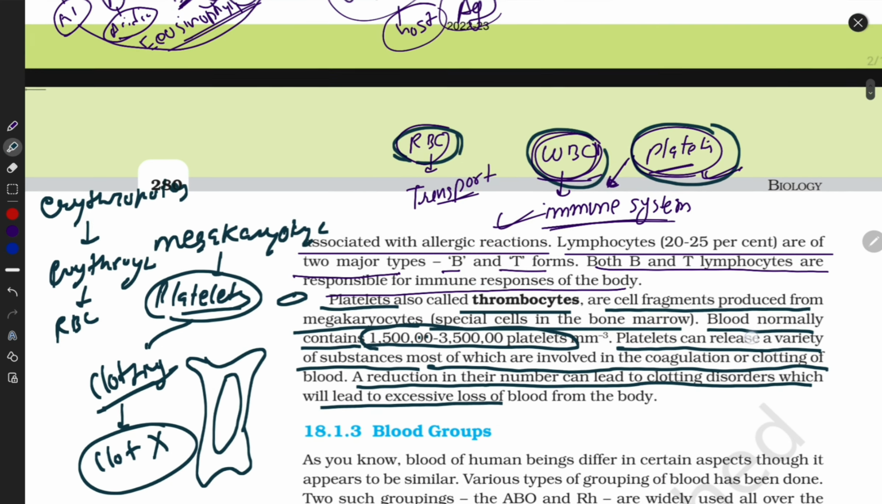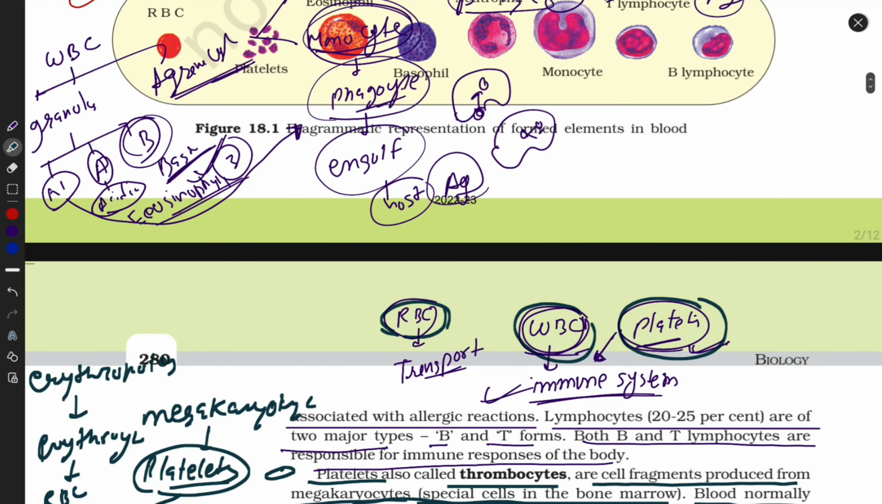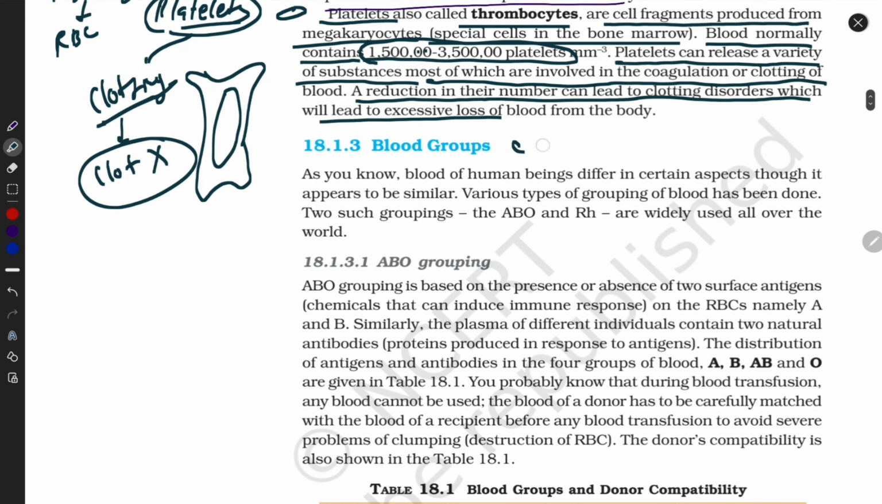So that's all for today. We will meet in our next video and we are going to discuss blood groups.